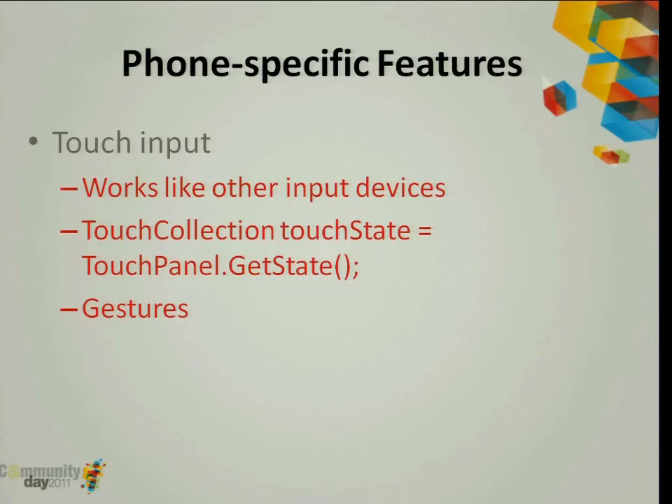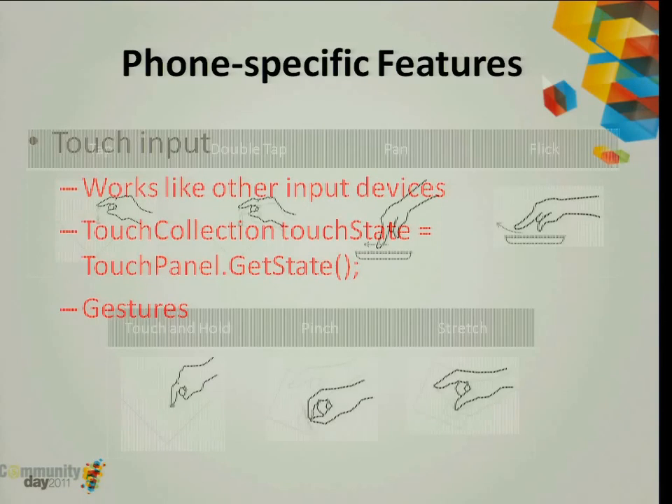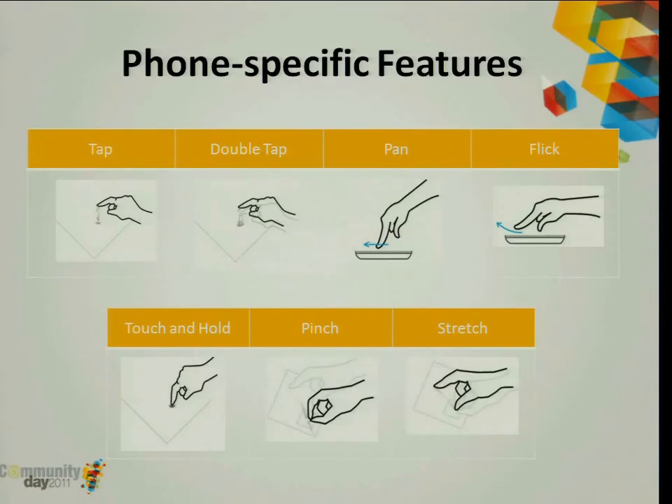For instance, if you have a gamepad and you want to get the current state of the gamepad, you can just call GamePad.GetState. Touch works very similar. You have a static class TouchPanel, which has a method GetState, and you can call it to get the current state if there is any touch input on a device. What's cool about that is that it supports gestures, and you can actually use gestures in your game. For instance, you have tap, double tap, you can pan, you can flick things away.